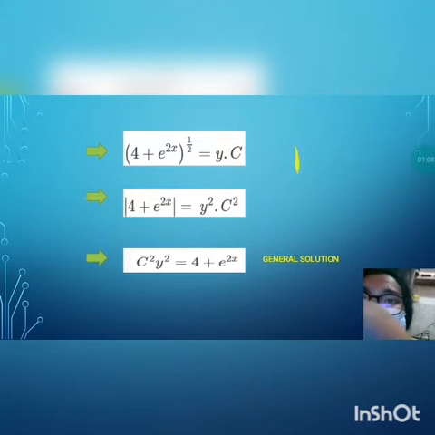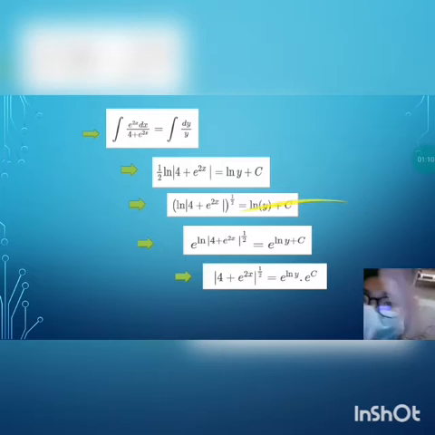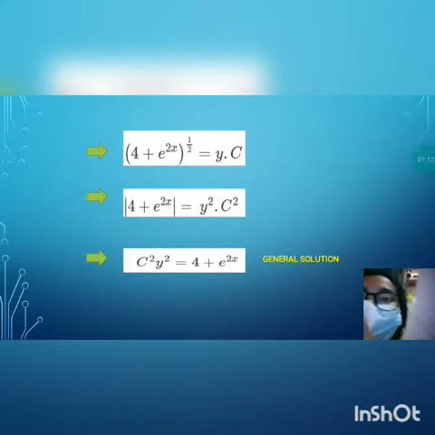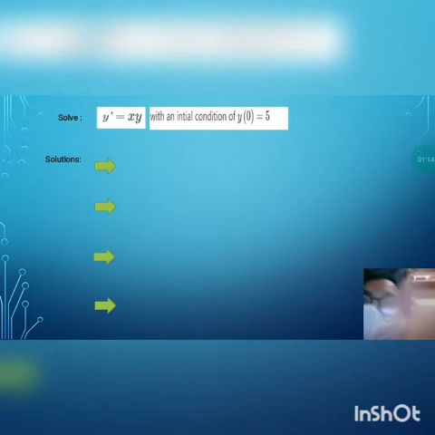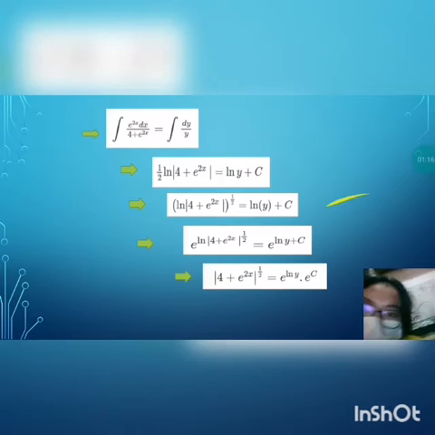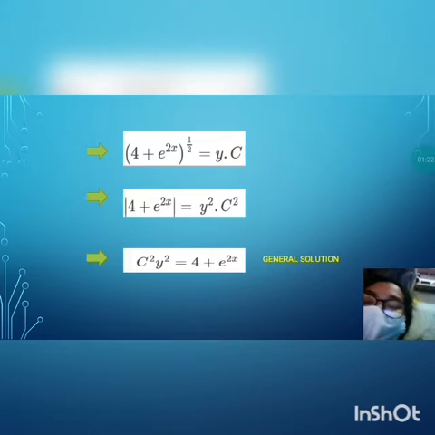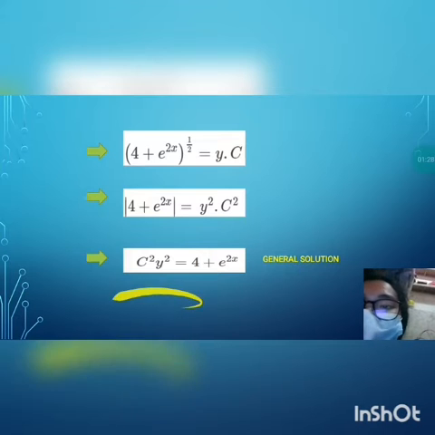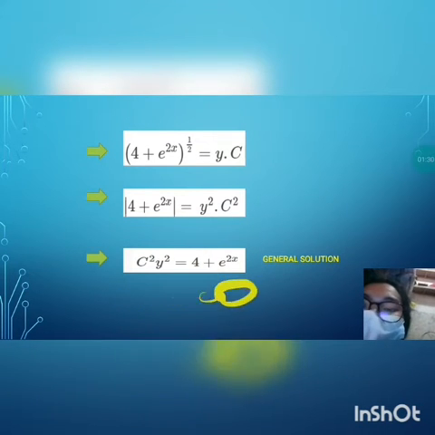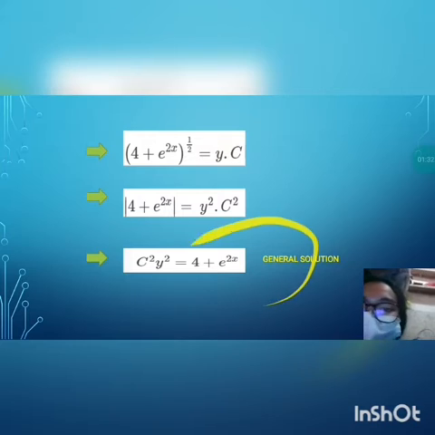So we square both sides, and the exponent 1/2 goes away. We get 4 plus e raised to the power 2x equals y squared times c squared. So we arrange it as c squared y squared equals 4 plus e raised to the power 2x, which is our general solution.